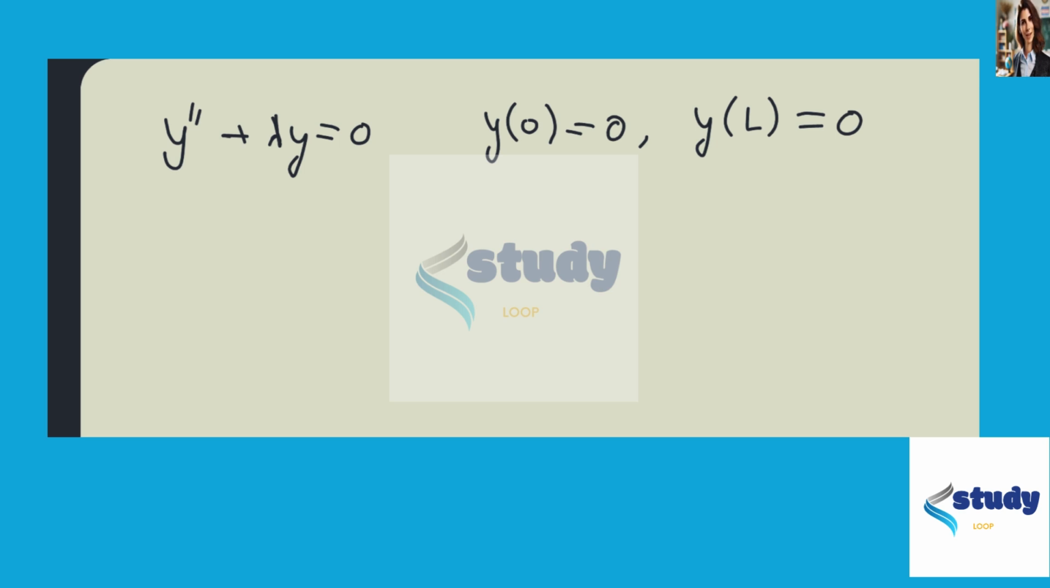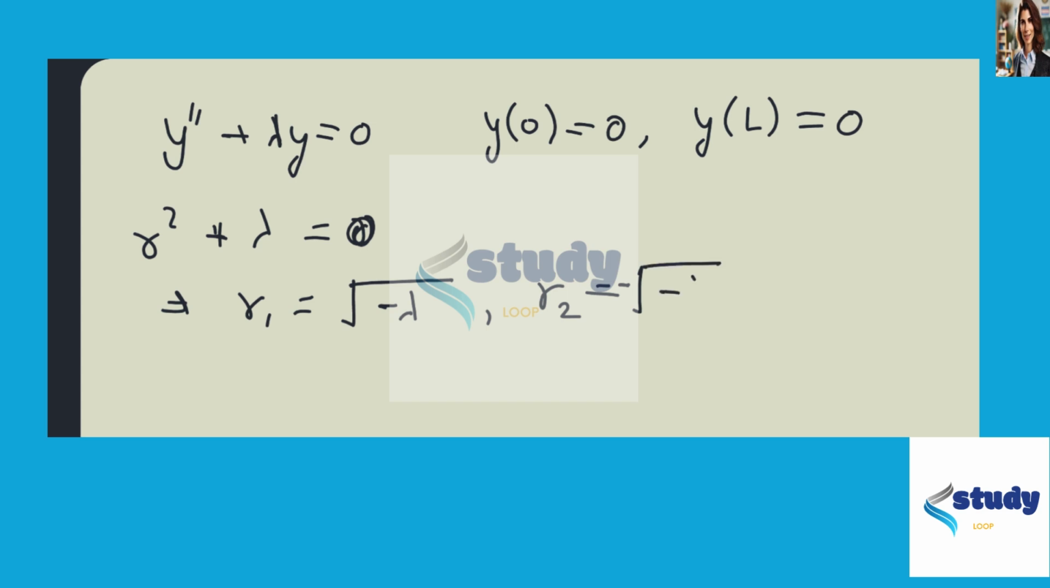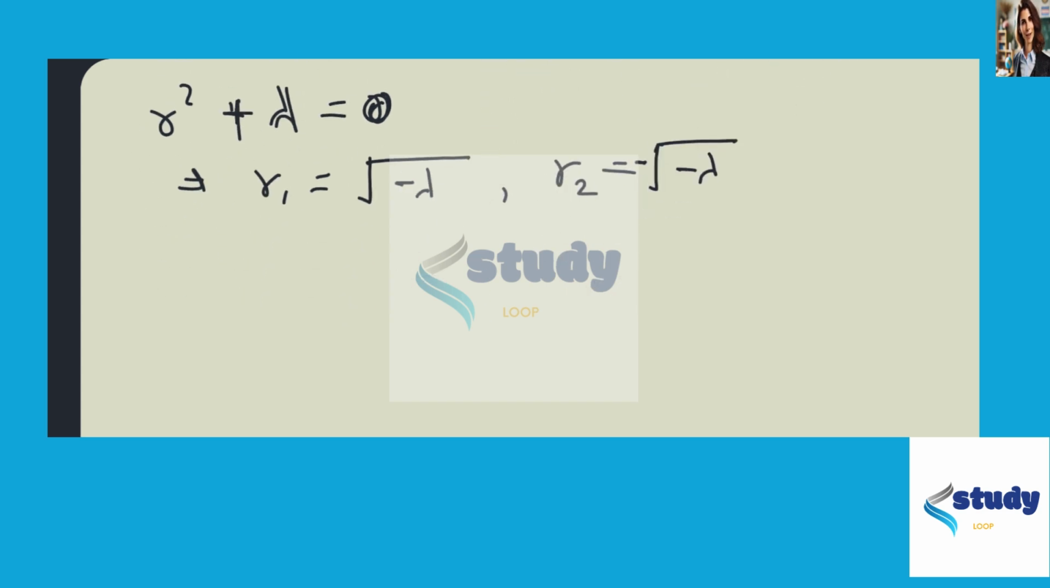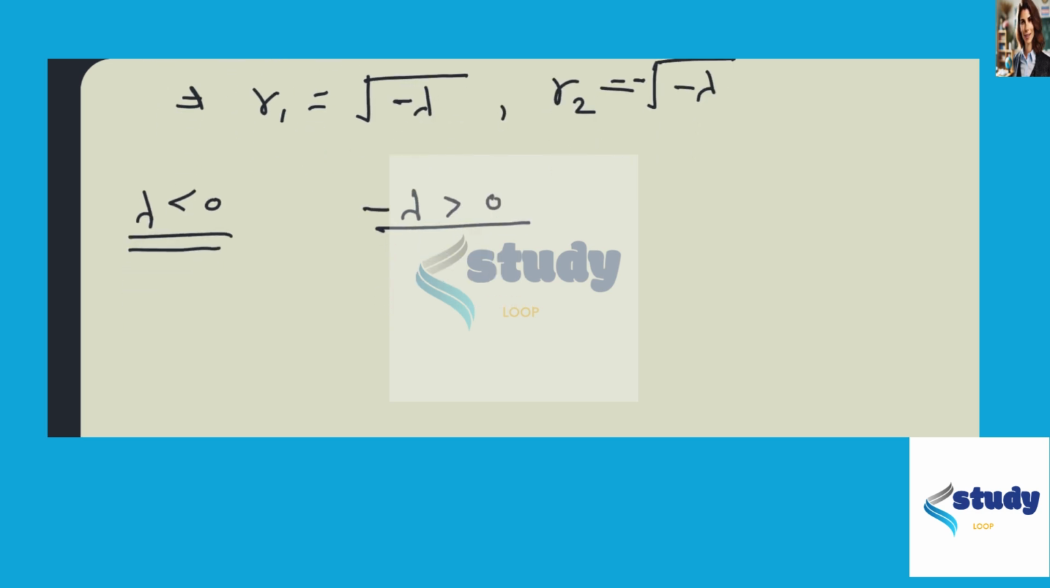So first we will write the auxiliary equation r² + λ = 0, right? So we get the roots as r1 = √(-λ) and r2 = -√(-λ), right? So let's suppose λ is less than 0, so -λ will be greater than 0, right? So the roots will be real and distinct roots.